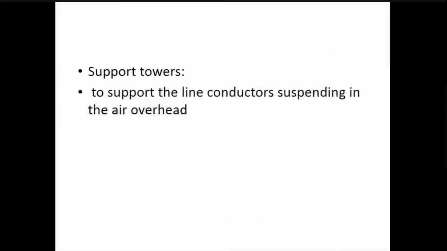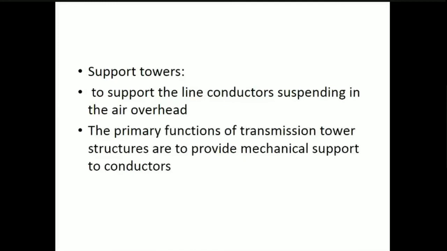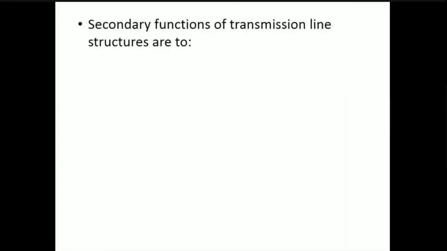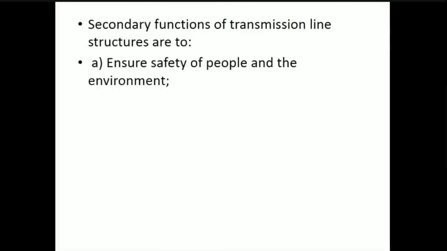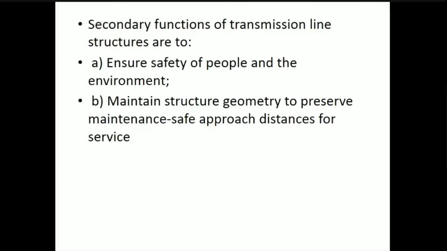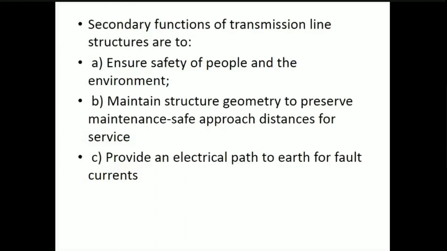Then support towers. They are used to support the line conductors suspended in the air overhead. The primary functions of transmission tower structures are to provide mechanical support to the conductors. The secondary functions of transmission line structures are to ensure the safety of people and environment. They maintain structure geometry to preserve the safe approach distances for maintenance service. Then they provide an electrical path to earth for fault currents.